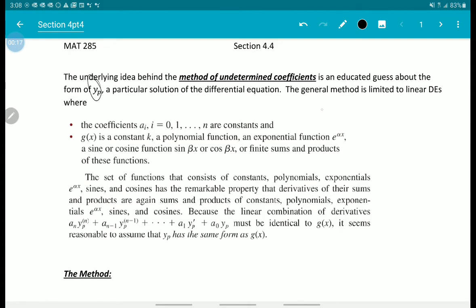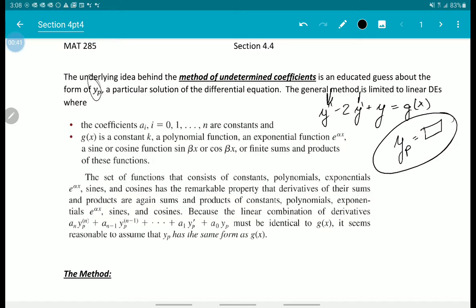So let's say we have a second order differential equation, and we have some function over here on the right hand side. We're saying that for this to be satisfied, whatever this particular solution is, we should be able to take first and second derivatives, substitute them in, and get whatever that function is when we simplify that left-hand side. So this method allows us to create an educated guess based on what that function looks like.